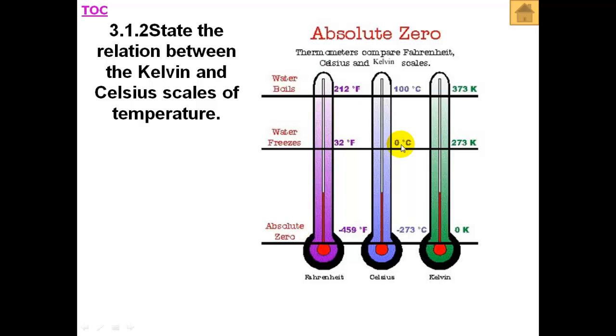To go from centigrade to Kelvin, you need to add 273. 0 plus 273 becomes 273. 100 plus 273 becomes 373. To go from Kelvin to centigrade, we have to subtract 273. So, to get the temperature in Kelvin, we find the temperature in centigrade and add 273.